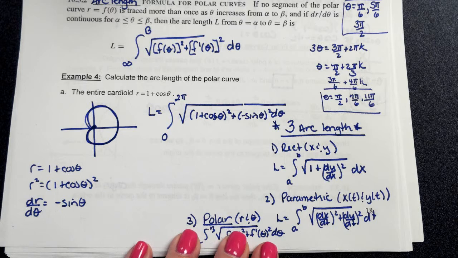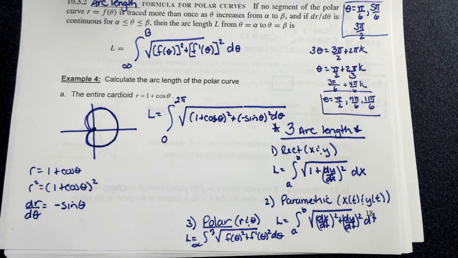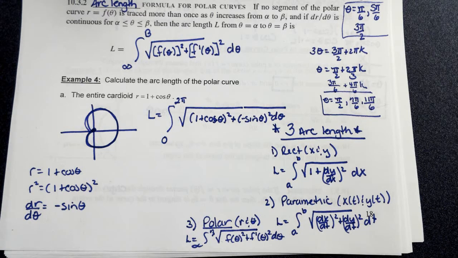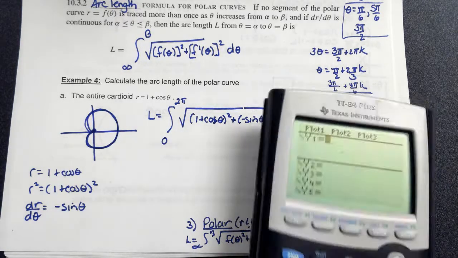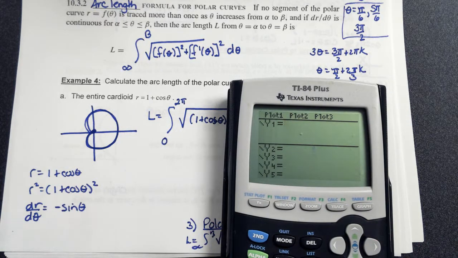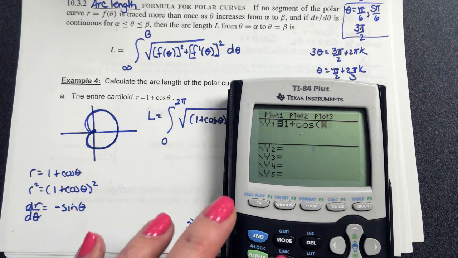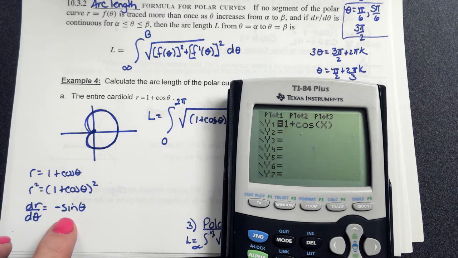And again, if these are calculator questions, typically a lot of polar will be calculator questions unless they are not too bad to integrate. Now when you take a look at it in your calculator, for these problems you can remain in function mode. So again, I'm under my y equals. I'm going to type in 1 plus cosine. Make sure you're in radian mode. You've got to make sure you're in radian mode. I'm going to type in my r. I'll type in my dr d theta, which is my negative sine of x.